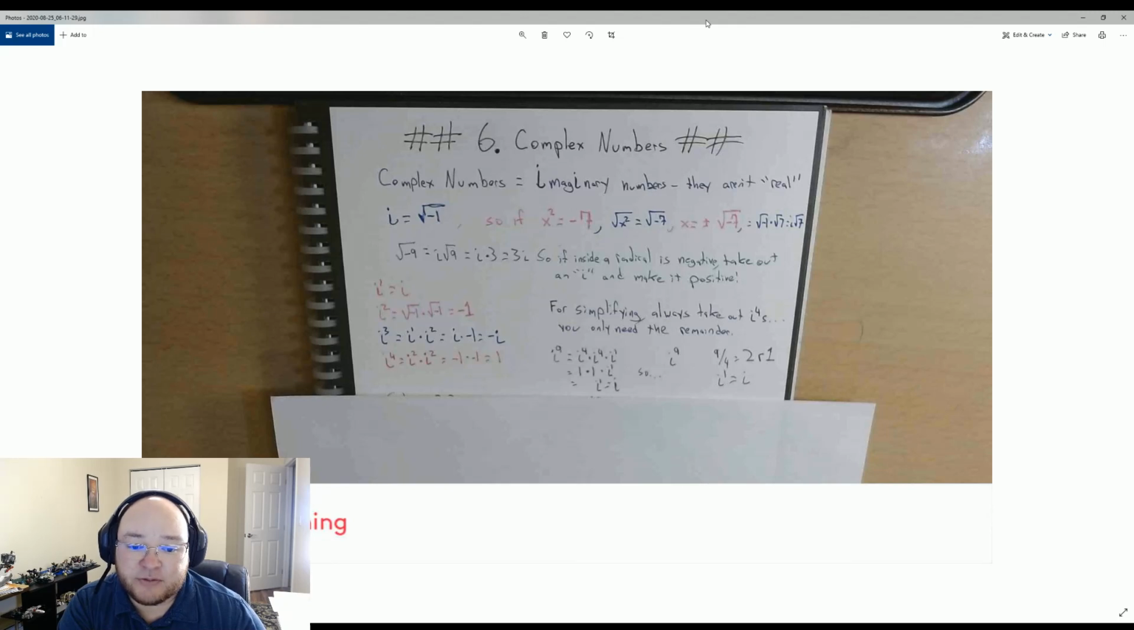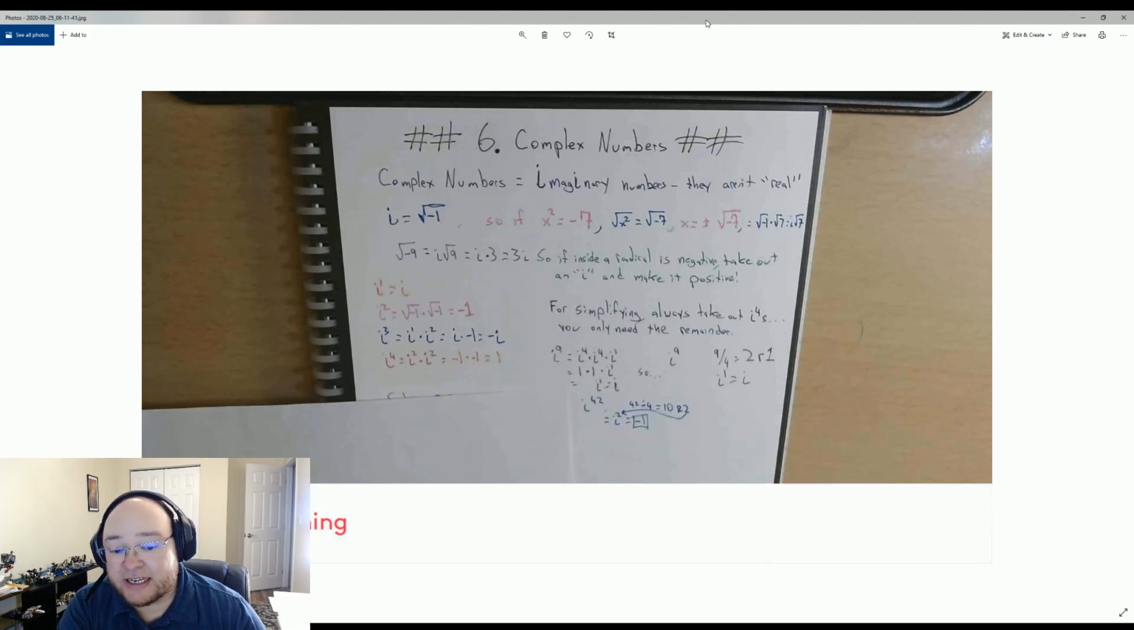So for example, if you have i to the 9th power, and this is a long way of doing it, and I don't recommend doing this, it's really i to the 4th times i to the 4th times i to the first power, which is 1 times i to the first power, which just equals i. So i to the 9th power equals i. It simplifies all the way down to that. The simpler way to do it is just do 9 divided by 4, which is 2 remainder 1. So now you know that it's just i to the first power because that's the remainder, which is just i.